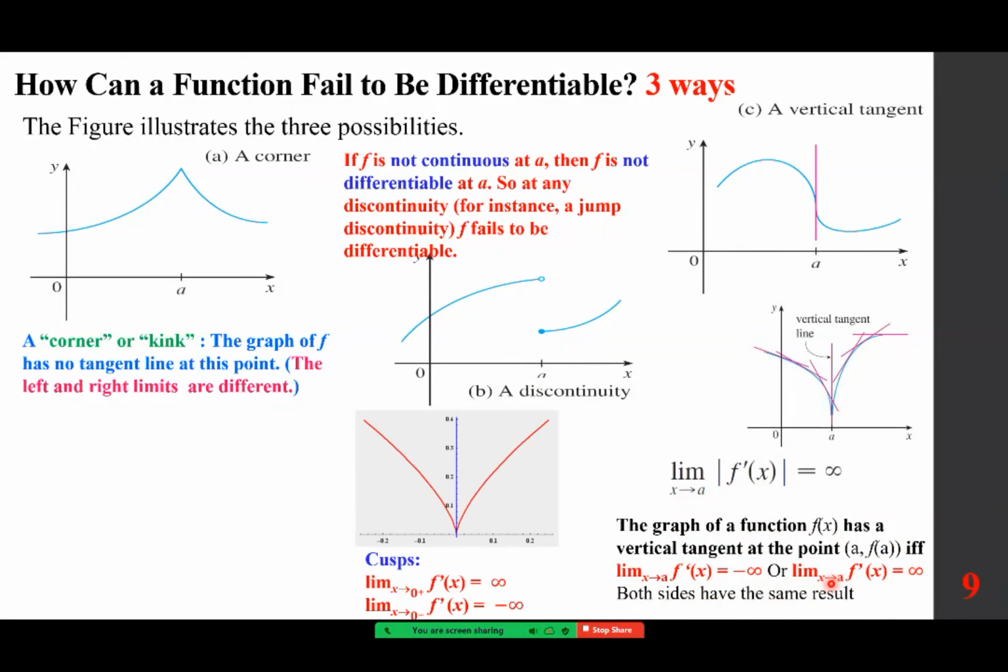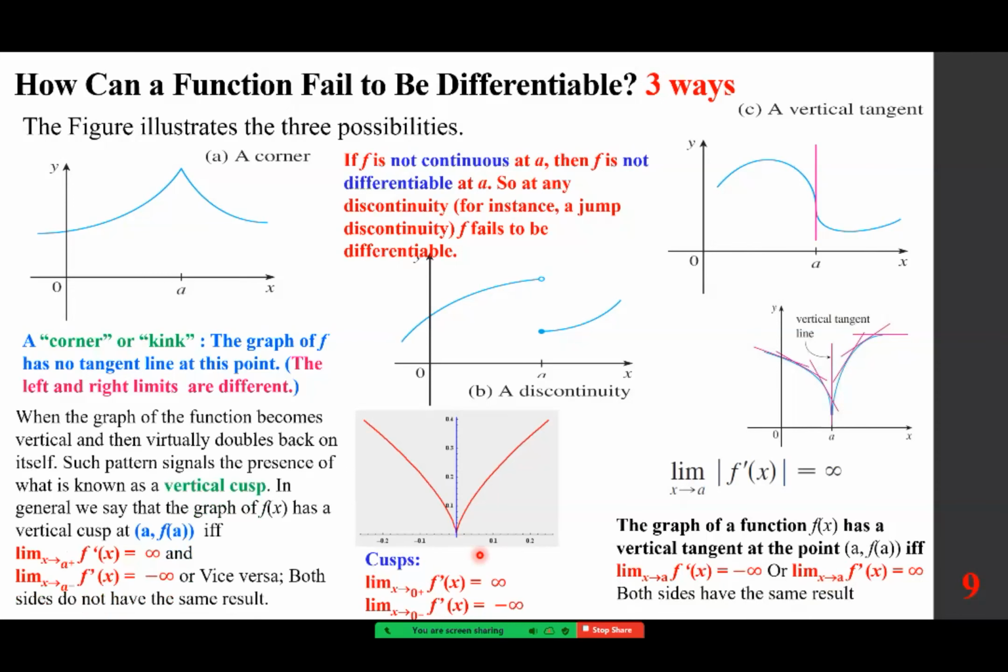In this case, one side is infinity, one side is negative infinity. It's called the cusp. And when the graph of the function becomes vertical and then virtually doubles back on itself, such a pattern signals the presence of what is known as a vertical cusp.